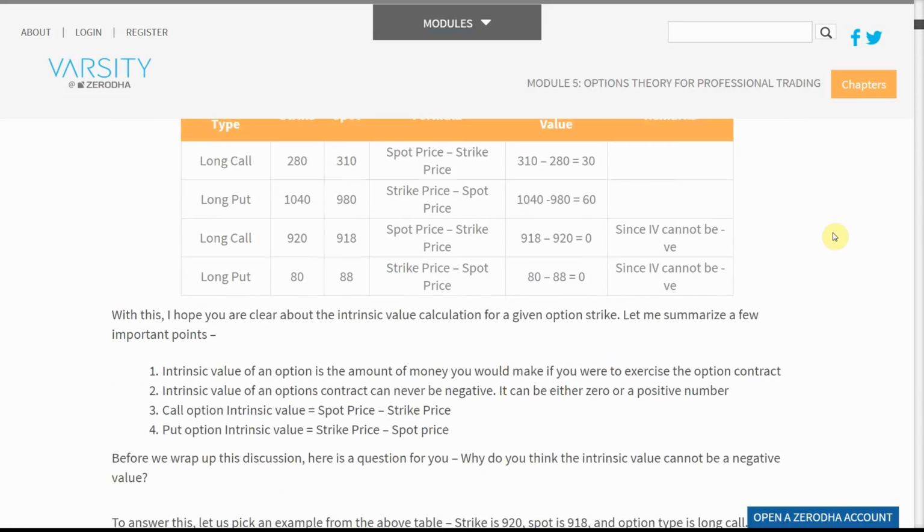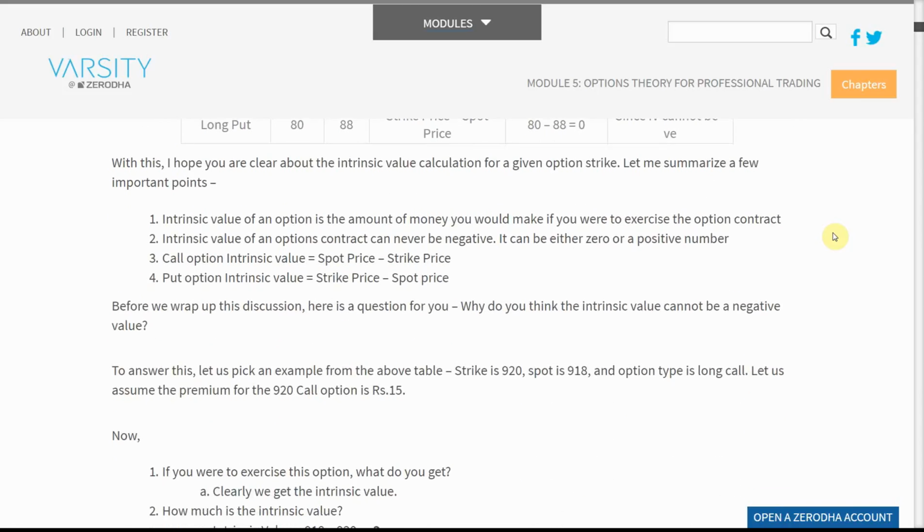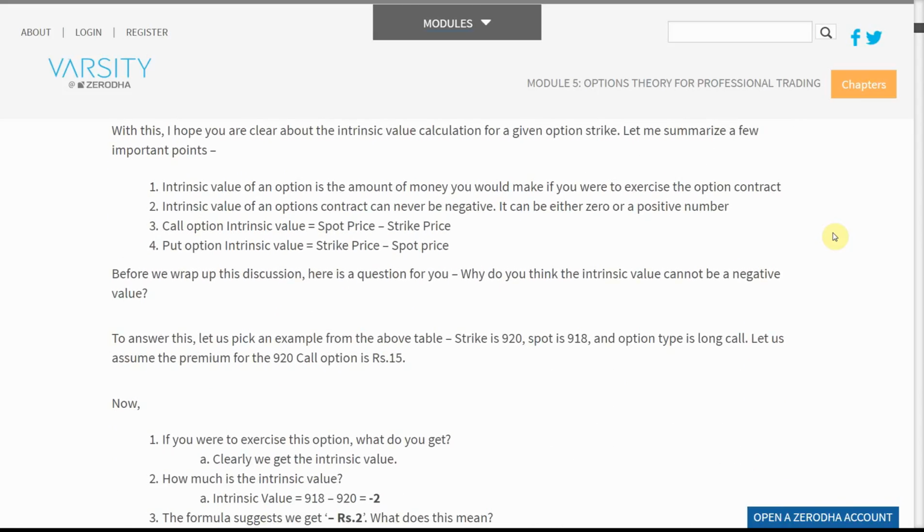With this, I hope you are clear about the intrinsic value calculation for a given option strike. Let me summarize a few important points. Intrinsic value of an option is the amount of money you would make if you were to exercise the option contract. Intrinsic value of an options contract can never be negative. It can be either 0 or a positive number. Call option intrinsic value equals spot price minus strike price. Put option intrinsic value equals strike price minus spot price.